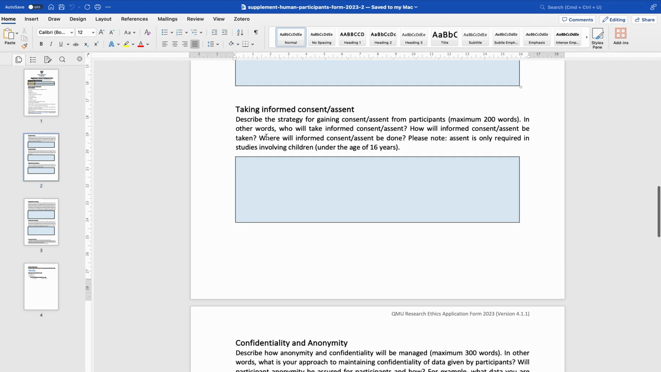Taking consent, describe the strategy for gaining consent from participants. Who will take the consent? If you're doing an online survey, it may be as simple as them ticking a checkbox to say they consent to doing the study, having read the information page. Assent is about dealing with children under the age of 16, so you need to look into that in more detail if you have a study involving children under 16.